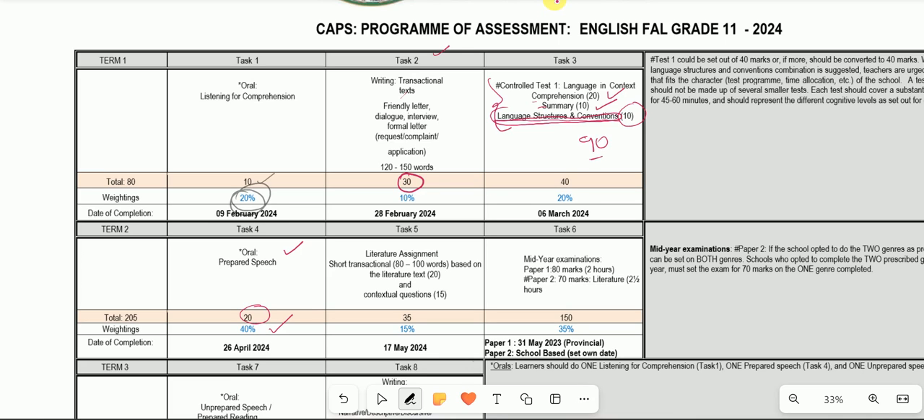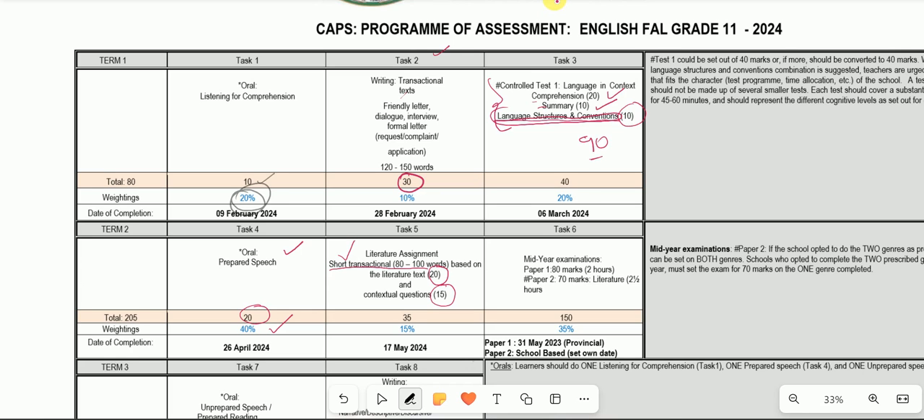So you are going to have contextual questions out of 15 marks based on the genre that you're doing. It might be a short story, it might be a drama, it might be poetry. And then from there, the 20 marks are going to be set for using a short transactional format. You might be asked to write a diary based on a certain character. So with this shorter transactional text, you must not be confused. It will still be based on the genre that you are doing.